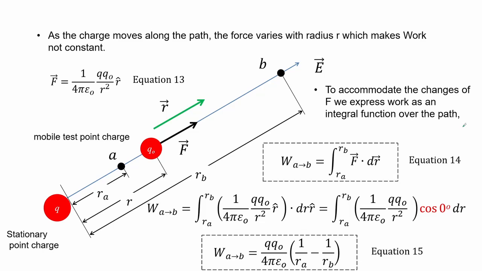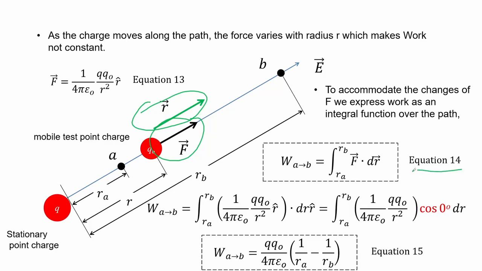As the charge moves along the path, the force varies with radius r, which makes work not constant but varies with the displacement. To accommodate the changes of F, we express work as an integral function over the path r. Here the path taken has the same direction as the electric field, hence the derivative of its length is the derivative of its radial distance, given as dr, as shown in equation 14.